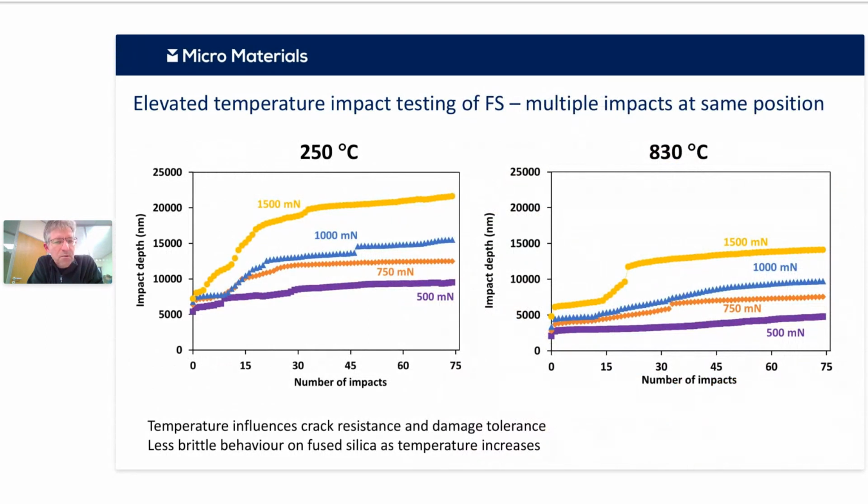So here's some examples, back to fused silica now. As we go through that temperature range, we change the mechanical properties of the glass. So the hardness modulus ratio changes as well, as it softens a little bit. And what this results in essentially is changes in brittleness of the glass, and also changes in how those crack systems develop. So these are examples just at the same position.